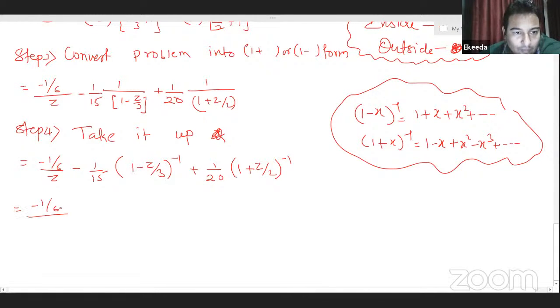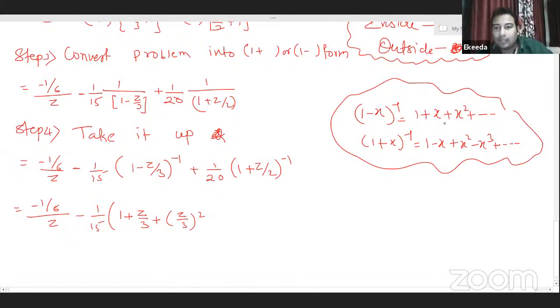Minus 1 by 6 upon z, minus 1 by 15. See here, this is minus, this is also minus, so that will become plus. So this is 1 plus, both are minus, therefore everything will be plus. So 1 plus x, but in place of x, we have z by 3. So 1 plus z by 3, plus z by 3 the whole square, plus z by 3 the whole cube, plus dot dot dot.